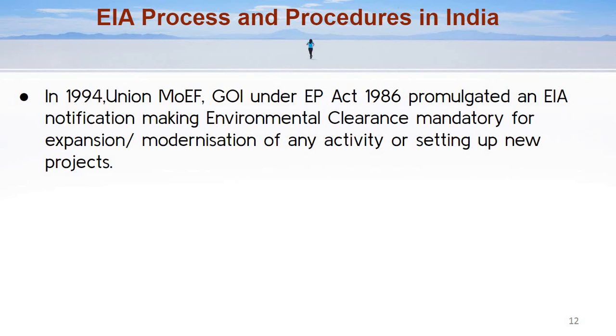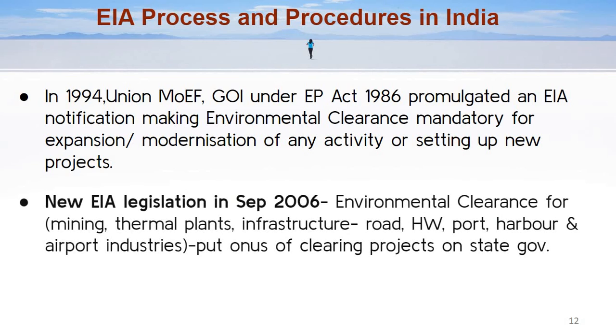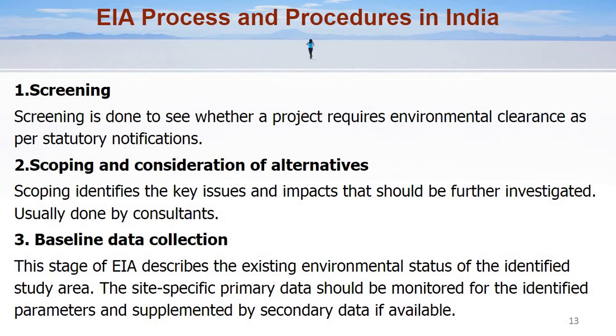In 1994, the Ministry of Environment and Forest, Government of India, under the EPA Act 1986, made a notification making environmental clearance mandatory for expansion, modernization of any activity or setting up new projects. EIA legislation came in September 2006. Environmental clearance is required for mining, thermal plants, infrastructure, roads, ports, harbors, etc.